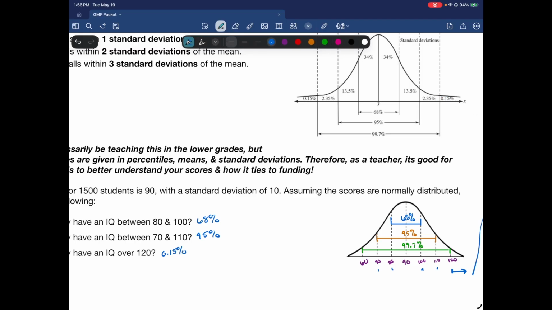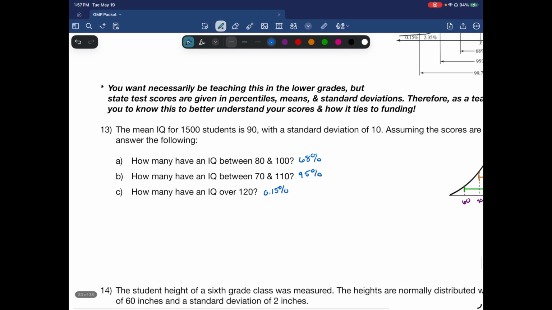Now, it says how many have that, so we actually need the number of students. And so what we're going to do is, for A, we're going to take X over 1,500 and set that equal to 0.68 because that's the 68%. And then I'm going to multiply. So X equals 1020. So that means there are 1,020 students that fall within the first deviation.